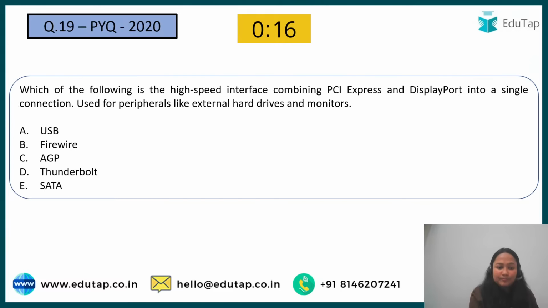Okay. Next, it is also the part of PYQ. Okay, no, I have replaced it. The question is although not part of PYQ, but again let me know which of the following is the high speed interface combination of PCIe and display port into a single connection used for peripherals like external hard drive and monitor. So let me tell you, display port is basically the graphical port, the graphical standard we have. If you connect it to projector, you can connect it to monitor, for all those things we have display port.